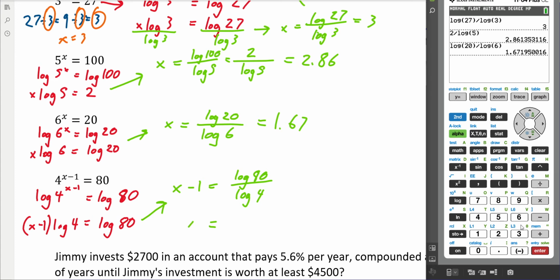So now what we're going to do is move the minus 1 over, so it's going to become a plus 1. So 1 plus log 80 divided by log of 4. And so that equals, now we just plug in our calculator, 1 plus log 80 divided by log of 4. So now we get 4.16 and a whole bunch of numbers.